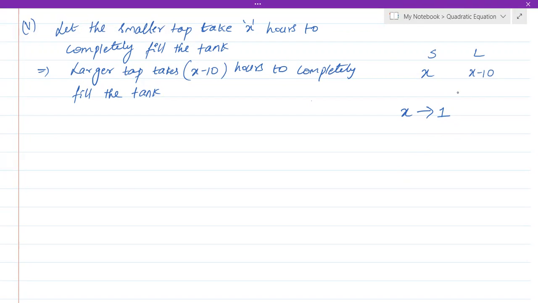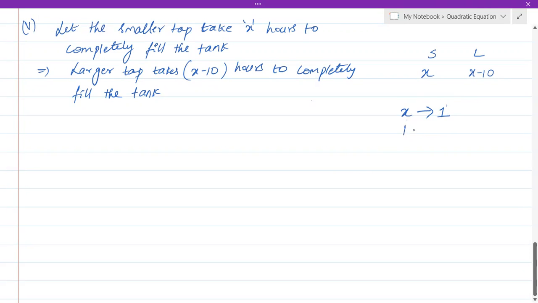Now in X hours, the tank is completely filled, so I'll write it as 1. So 1 is representing that the work is completed. To completely fill the tank, it is taking X hours. That is, in X hours, I'm completing one full job. So here 1 represents one full job. What is the job? Filling the tank. So in X hours, I'm completing the task.